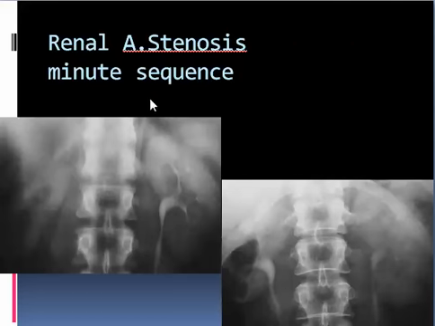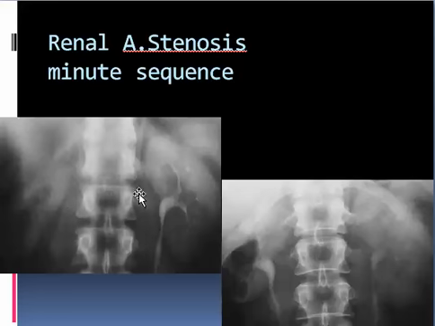Previously we were doing the minute sequence urography, that is, a film done every minute in the early 5 minutes. We will notice that there is a difference in size and in nephrographic density. In pyelographic density, there is no pyelogram here. So this points to a diseased kidney.